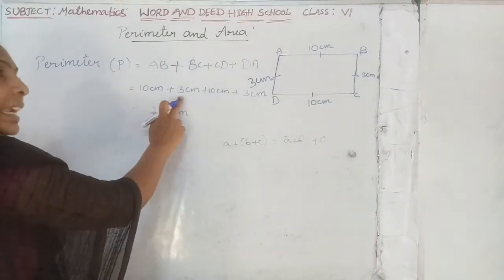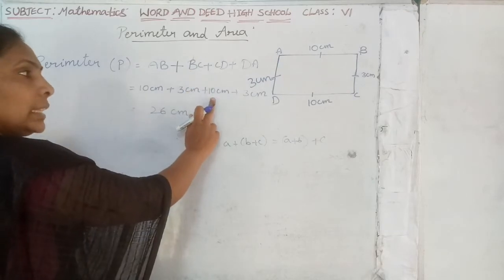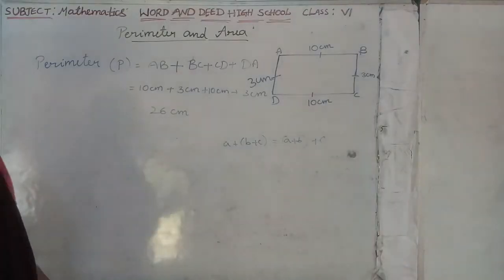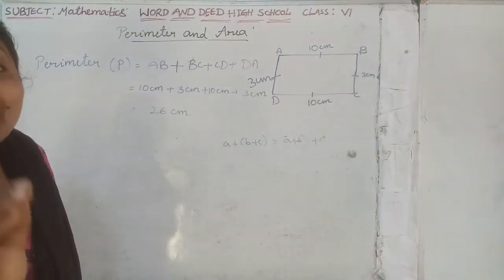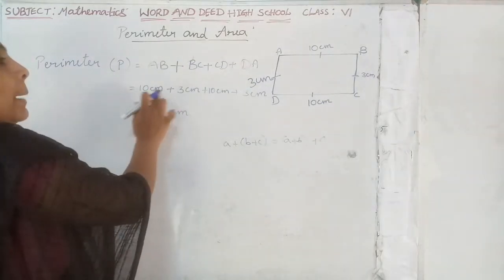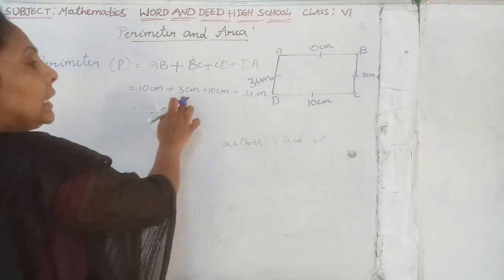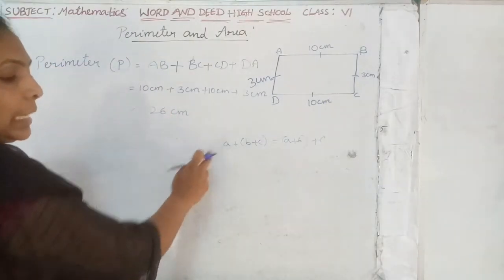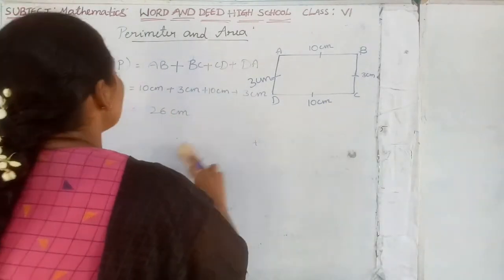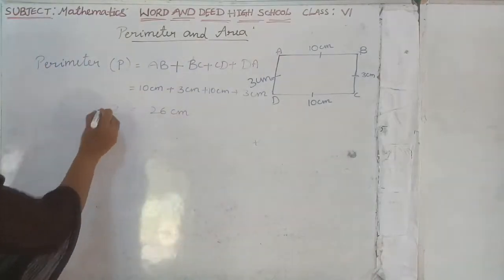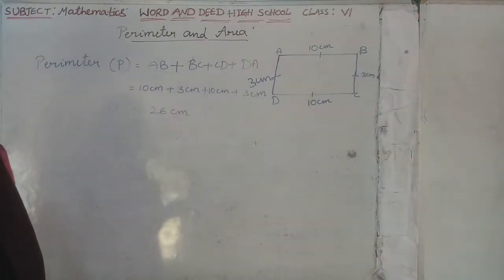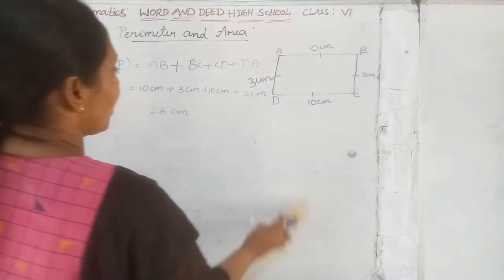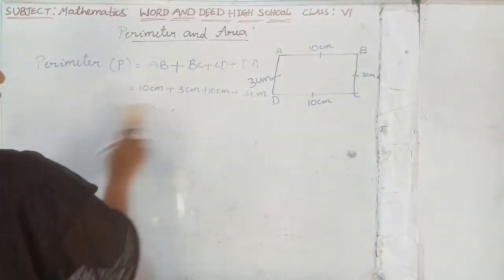So 10 plus 3, 13. 13 plus 10, 23. 23 plus 3, 26. Like this also we can do easy addition. What is that? 10 plus 10, 20. 3 plus 3, 6. So 20 plus 6, 26 centimeters. So what is the perimeter, children? We have got perimeter 26 centimeters. Next, the other problem also we will discuss, children.